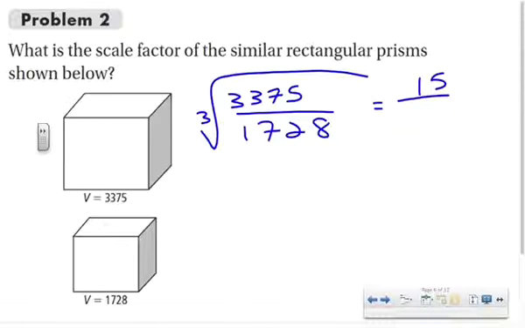Cubic root of 3375 is 15. And the cubic root of 1728, I'll answer that question, I'm not ignoring it, I promise, is 12. But of course, we're in a high school classroom, and when I look at that fraction, I realize it reduces. So of course, I reduce it, and I get what? 5 over 4.